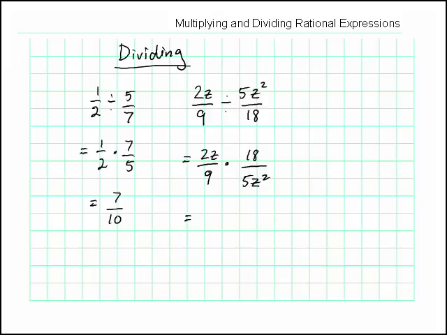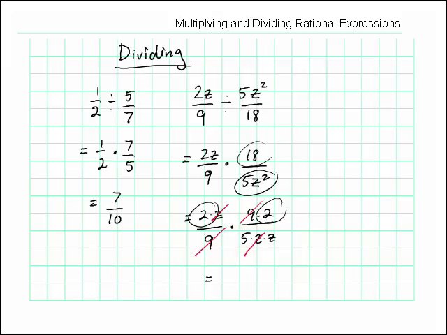Or if you want to show this step, this can help you avoid any errors. You could factor a couple things. For instance, I'll leave the 9 as 9, but up here I'll write the 18 as 9 times 2. And down here, that's a 5 times a z times a z. What can we cancel away? The 9's are gone, and the z up here will go with one z down there. And I am left with a 2 times a 2, which is a 4, over a 5z.